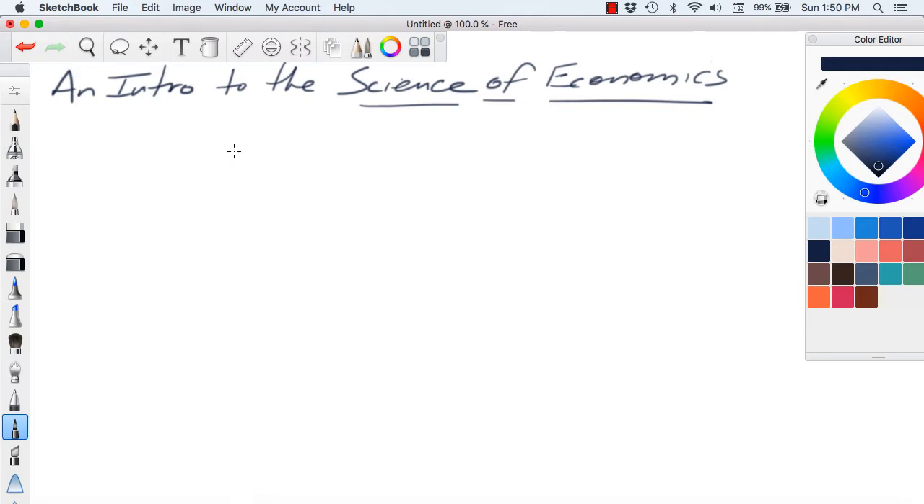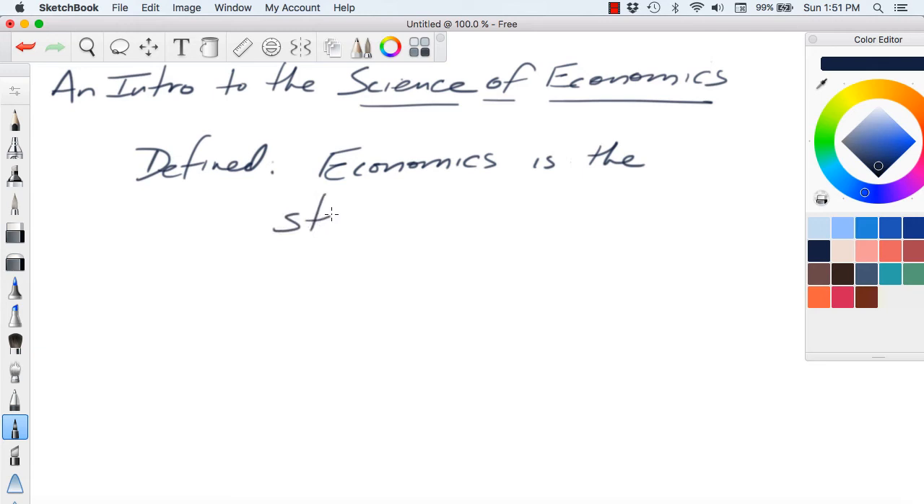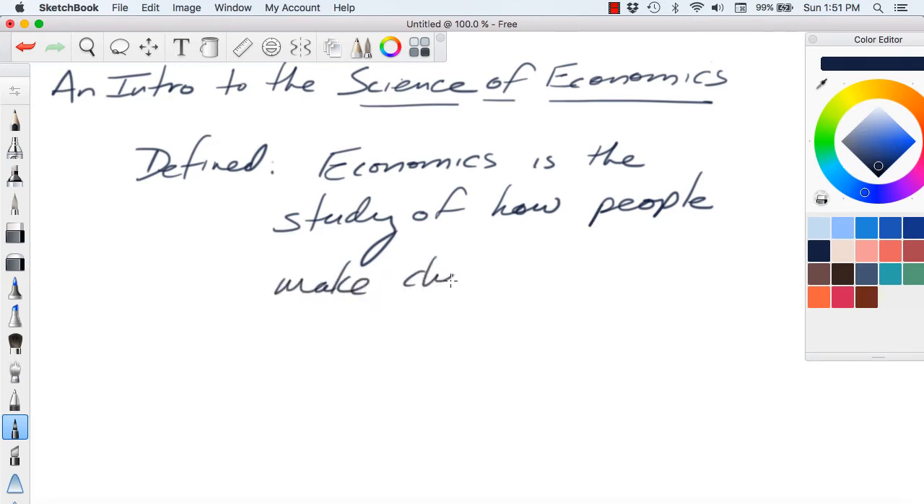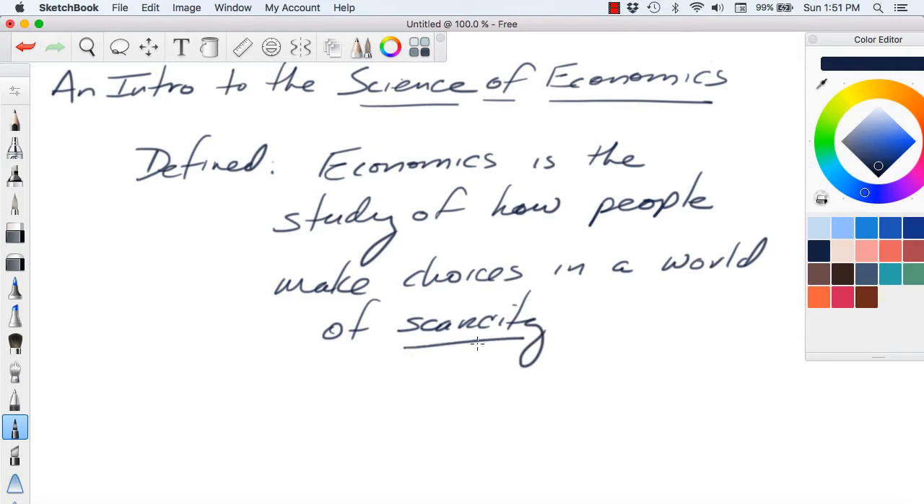First of all, what is the definition of economics? That's the place to begin. So economics defined, what is it? Economics is the study of how people, who could be individuals or large groups of people, nations, make choices in a world of scarcity. And scarcity is the world we live in.